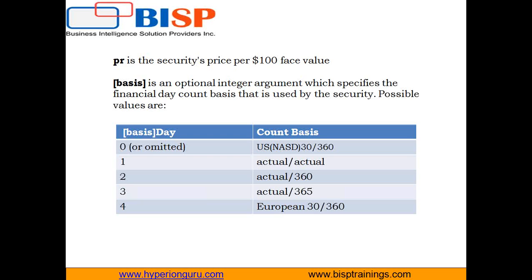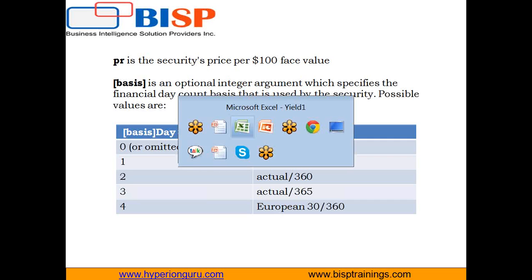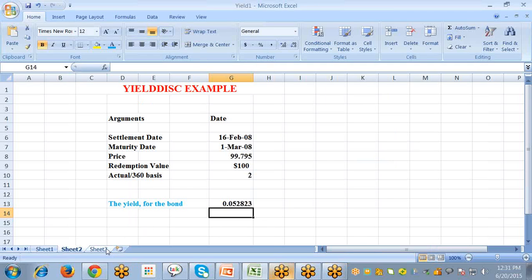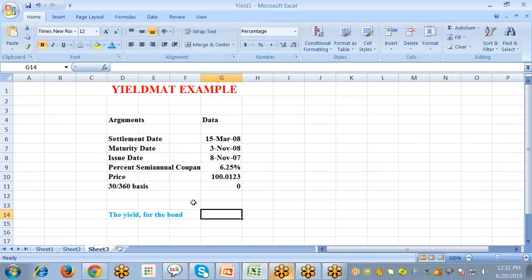And then finally we have basis. Basis refers to the way that you count the number of days in a month and in a year, where 0 says that every month has 30 days, and that means that there are 360 days in a year. So let's begin with the example. So here is the data.